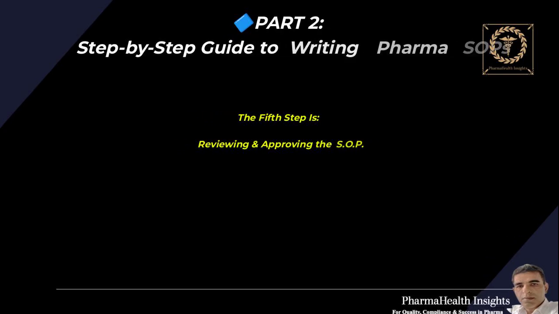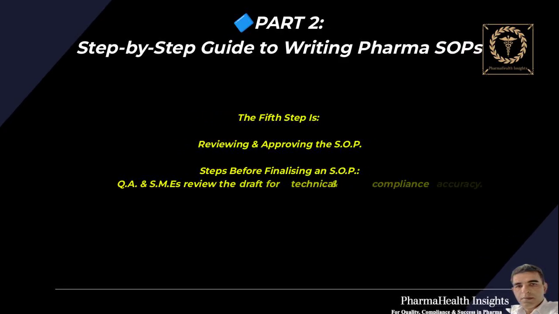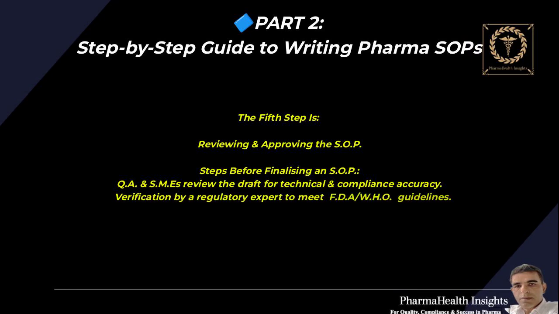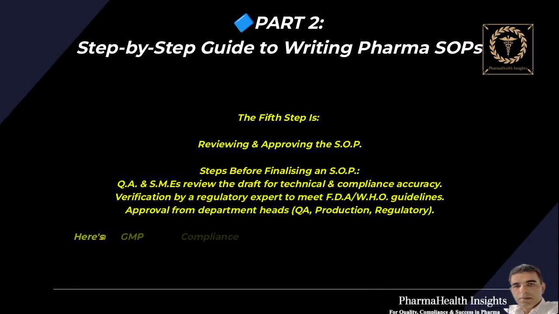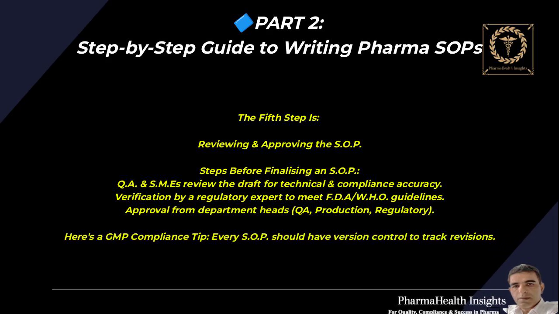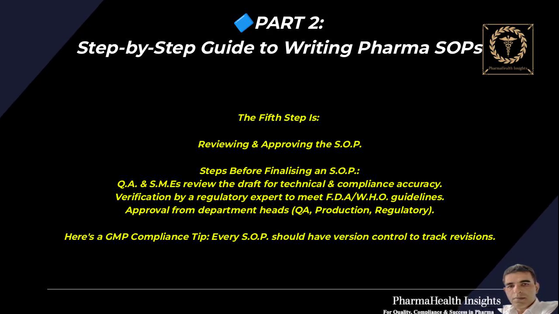The fifth step is reviewing and approving the SOP steps before finalizing an SOP. QA and SMS review the draft for technical and compliance accuracy. Verification by a regulatory expert to meet FDA, WHO guidelines. Approval from department heads, QA, production, regulatory. Here's a GMP compliance tip. Every SOP should have version control to track revisions.